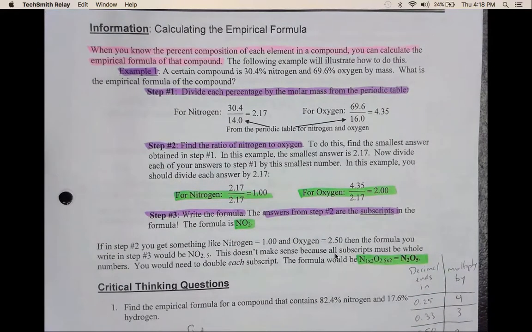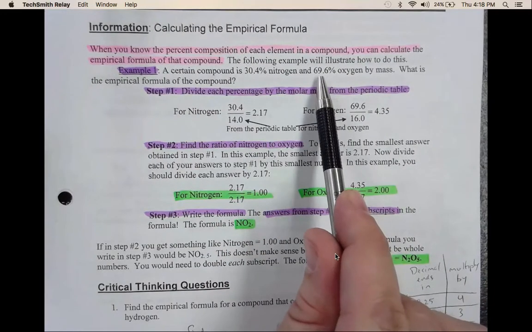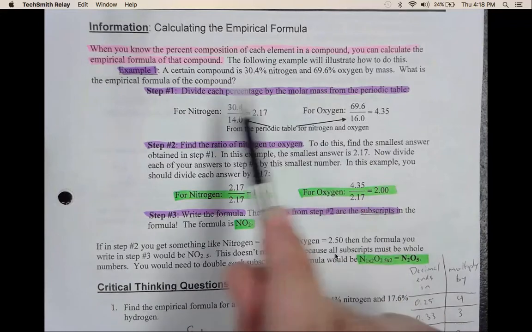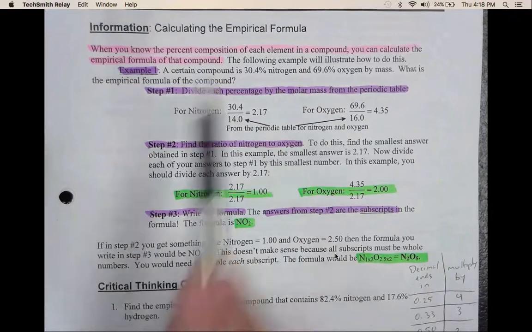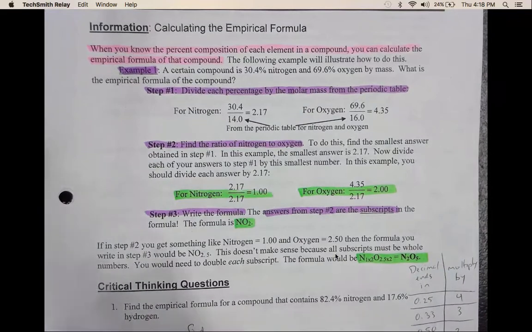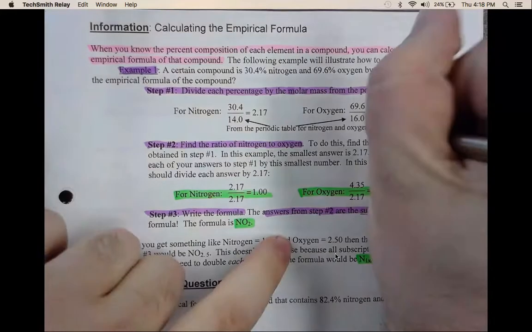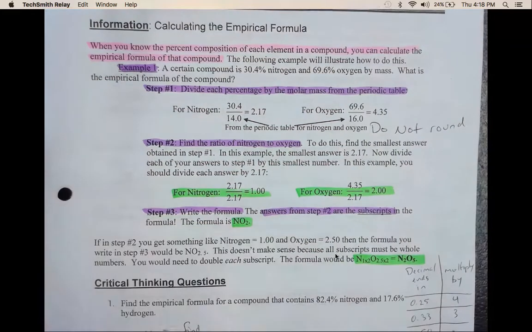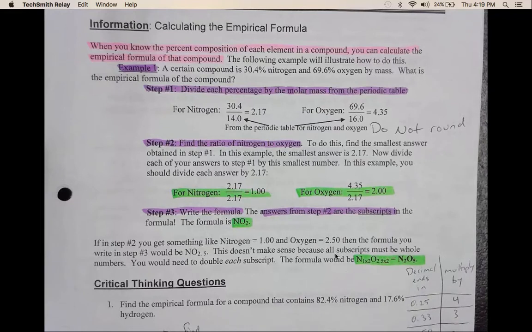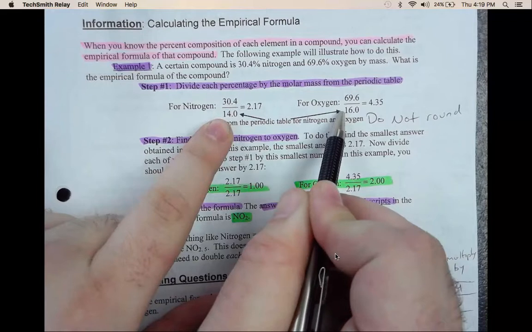Example 1, we're looking at a certain compound which is 30.4% nitrogen and 69.6% oxygen. What is the empirical formula? So the first step is to take the percentage and to divide it by the mass that's found on the periodic table. In these examples, they did round. For our purposes, we are going to say do not round. On our periodic tables, most of the masses are in 3 decimal places. I expect you to use all of them. So that's what they did here. You find the mass of 14 and 16.